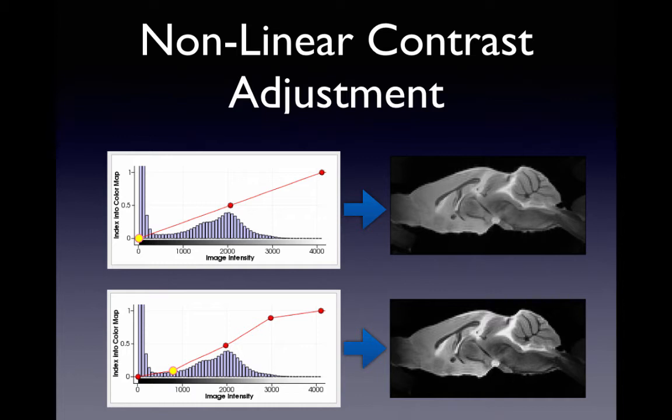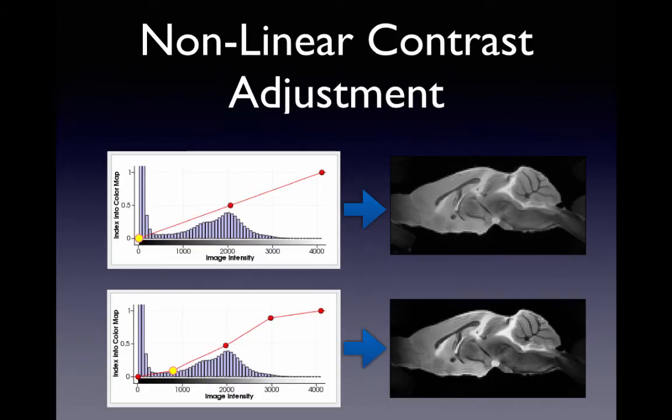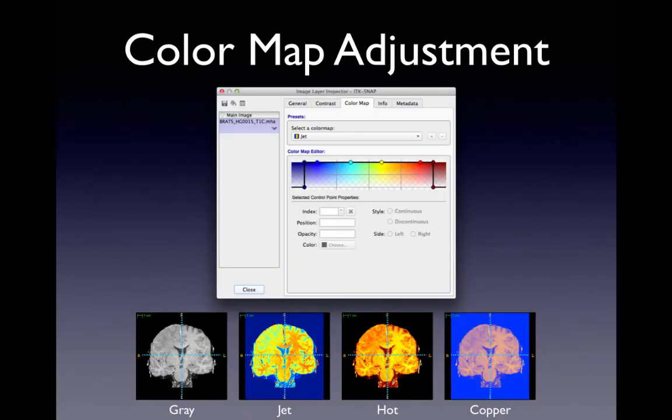So in addition, we could do nonlinear contrast adjustment, as I mentioned. So here's a linear, and here's a nonlinear setting of contrast within the same image. And we can also change color maps. So instead of just mapping our intensities into a range from black to white, we can map our range of intensities into different color hues, going from black to red to yellow, or this copper color map. We have a little more than a dozen different color maps built in that you can select in order to visualize your images.